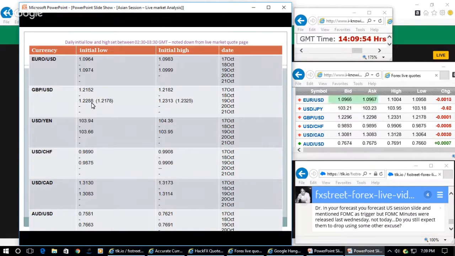Then in the case of GBP, it has just breached the initial high, went up to 1.2331 and came down and breached the initial low and came down to 1.2278, and then subsequently they gained the levels again, now holding around 1.2298, 1.23 area.